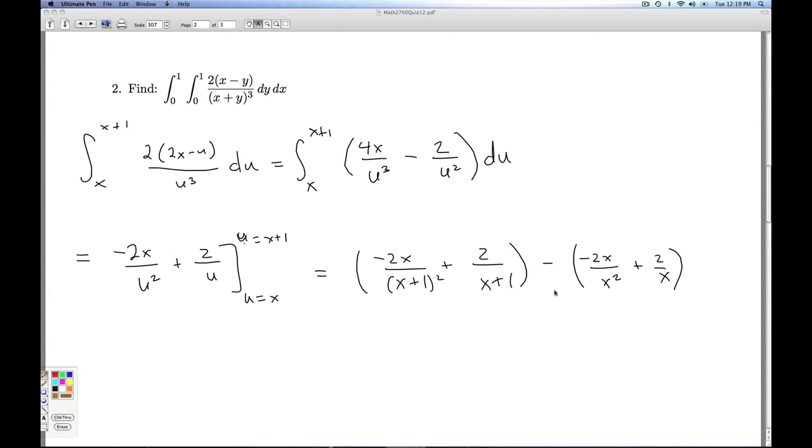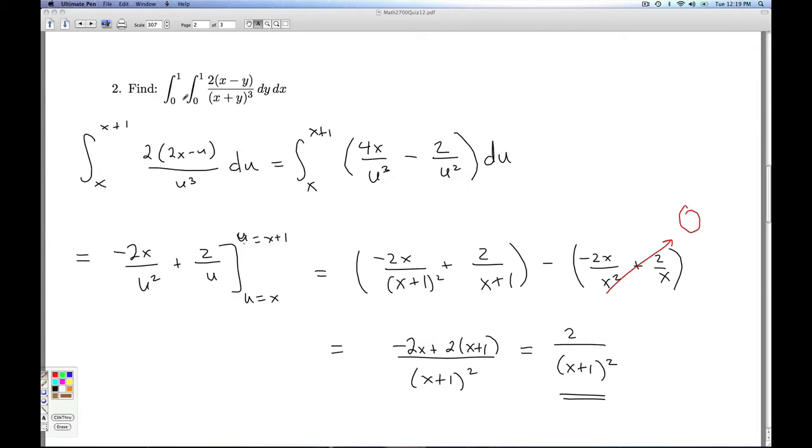So look what happens, just as before. I get a negative 2 over x and a plus 2 over x. That thing zeroes out. We're going to get ourselves a common denominator here, x plus 1 quantity squared. I'd have negative 2x plus 2 times x plus 1. The same kind of thing happens as before. I'm going to be left with positive 2 over x plus 1 squared. And now I need to integrate this from x equals 0 to 1.